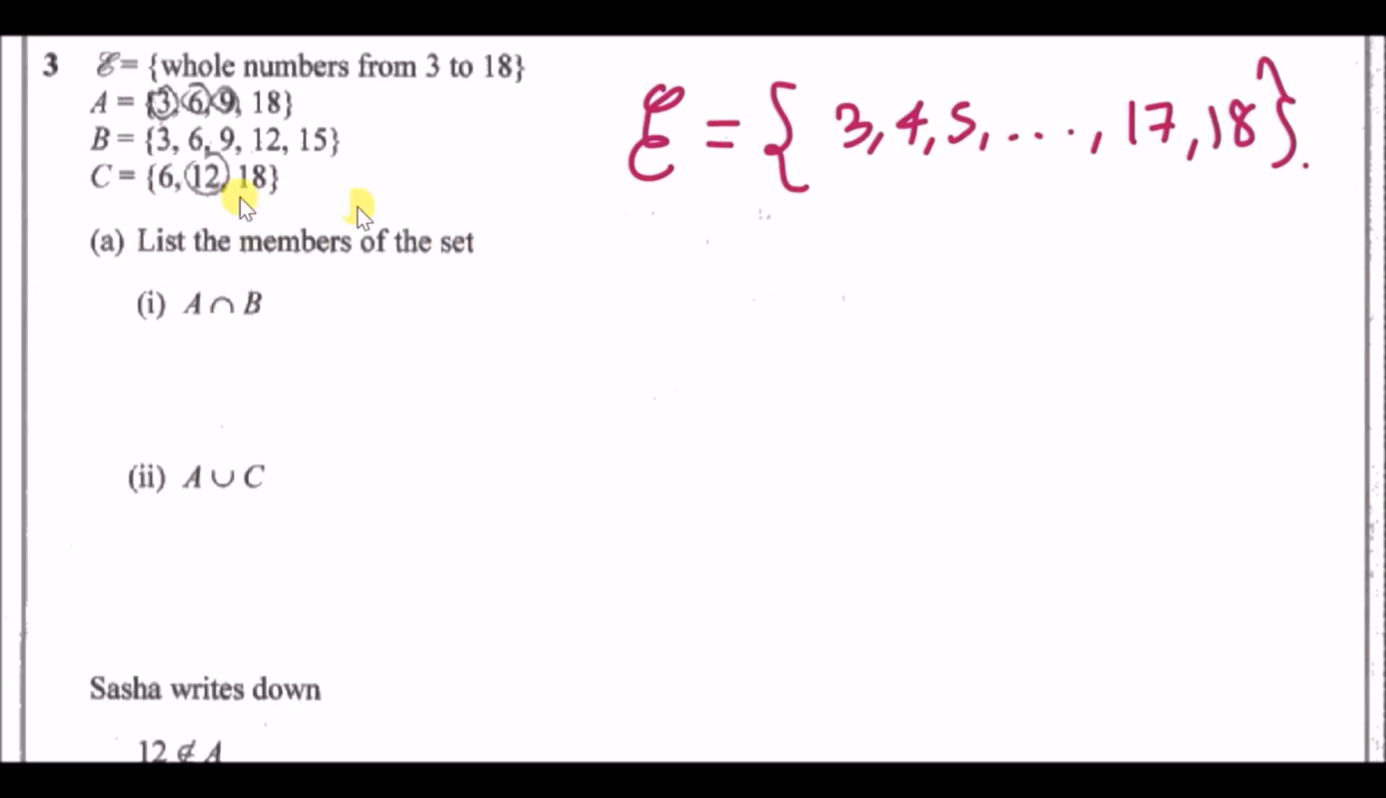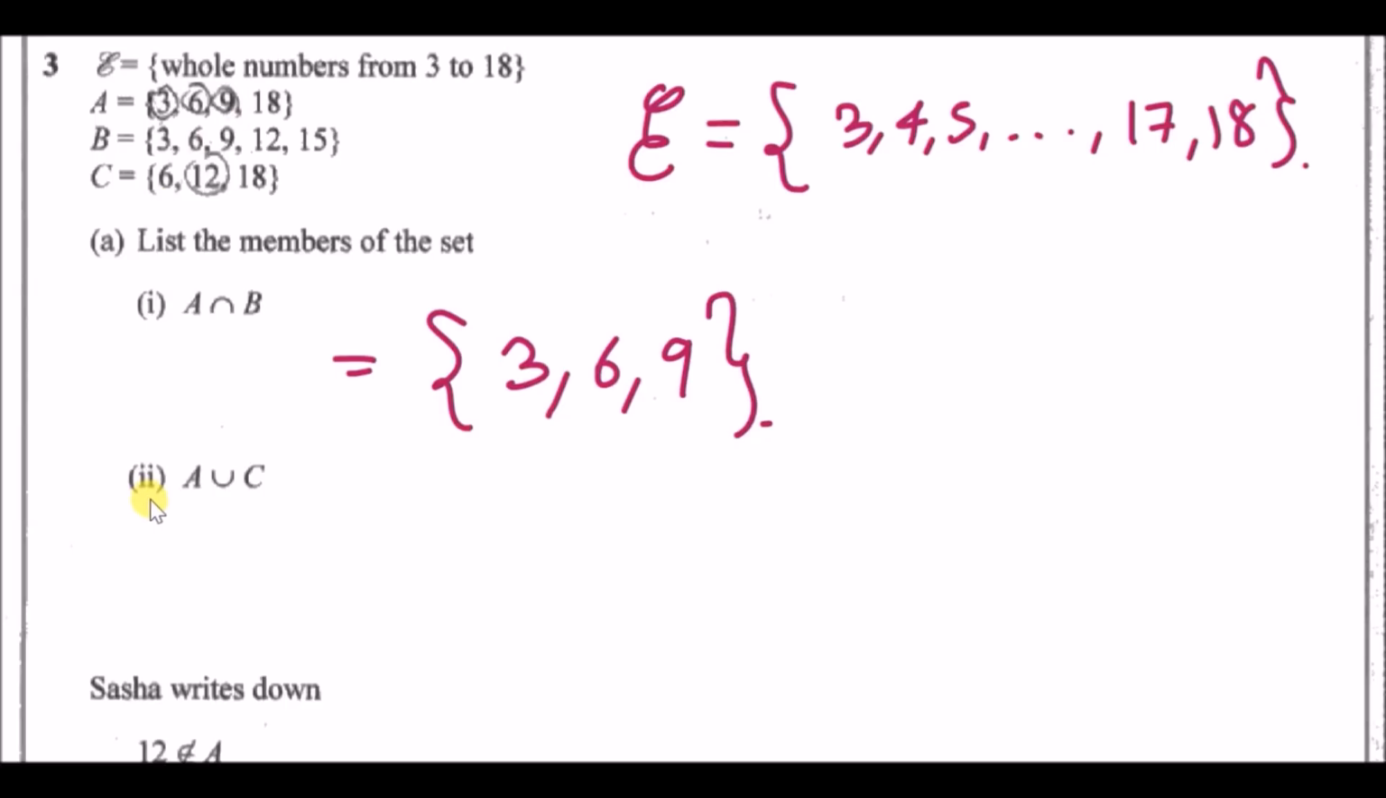Now list the members of the set A and B. So this means when A intersects with B, so what A and B have in common. Well, we can just see that they both have a 3, a 6, and a 9. So the things they have in common are 3, 6, and 9.